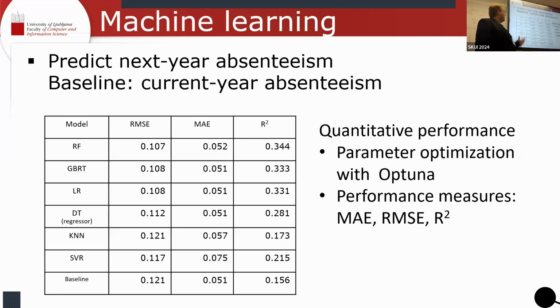So the results: we used several stock machine learning methods, random forest, gradient boosting, regression trees, linear regression, decision tree regressors, nearest neighbors, and support vector machines. And as you can see, in mean absolute error there was basically no improvement at all. Most of the methods were the same or even worse. So this was not very promising.